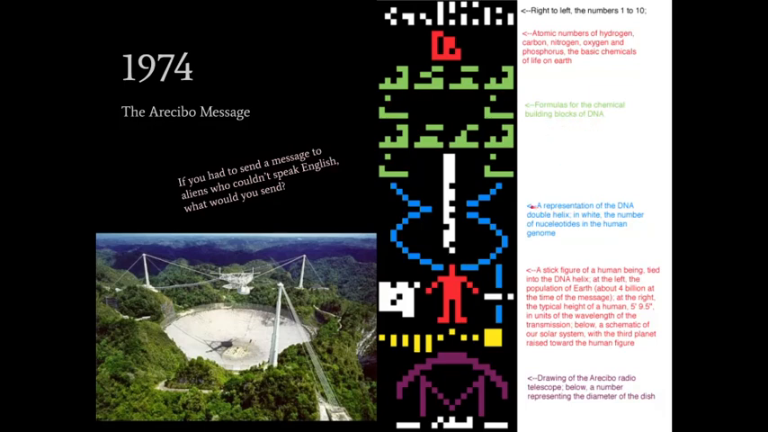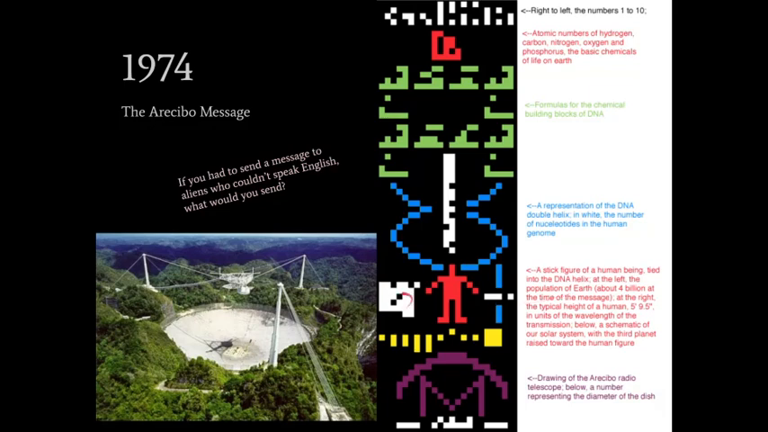Next thing we got is the actual visual representation of what our DNA looks like, the double helix. And right here in the middle, that is a number as per above. This is how many of these nucleotides we got. Okay, next thing, here's a stick figure. That's us, a little drawing of us.